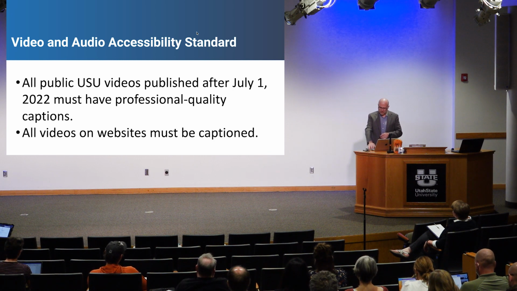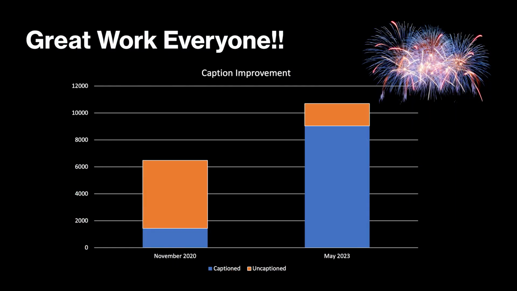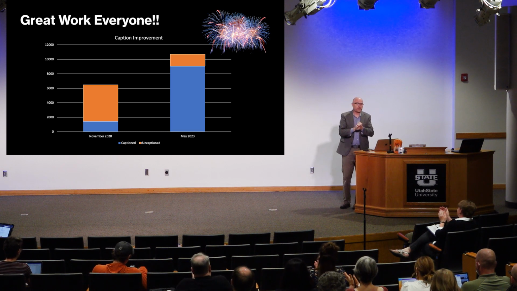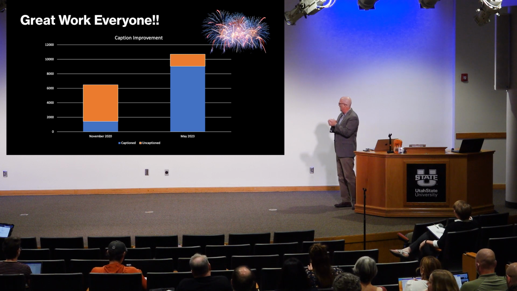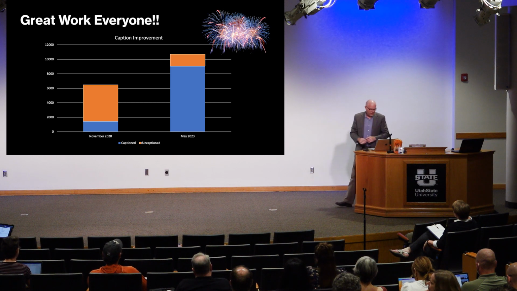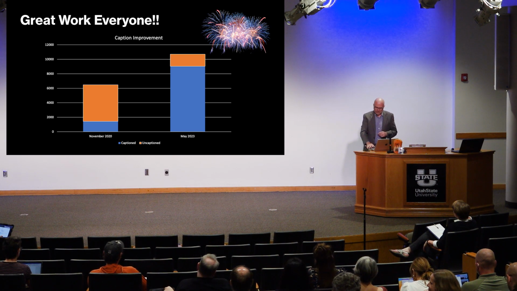Now, I just want to show a little bit of the progress we've made. Here's our first chart real quick. The first one is from November of 2020. We had about 22% of our videos captioned at the time, about 1,400 out of 6,500. Jump to today, we're now at 84%, 9,047 out of 10,700 videos completely professionally captioned. This is you guys that did this work, so incredible job on that. All but just a few of those are legacy videos that are uncaptioned, right?